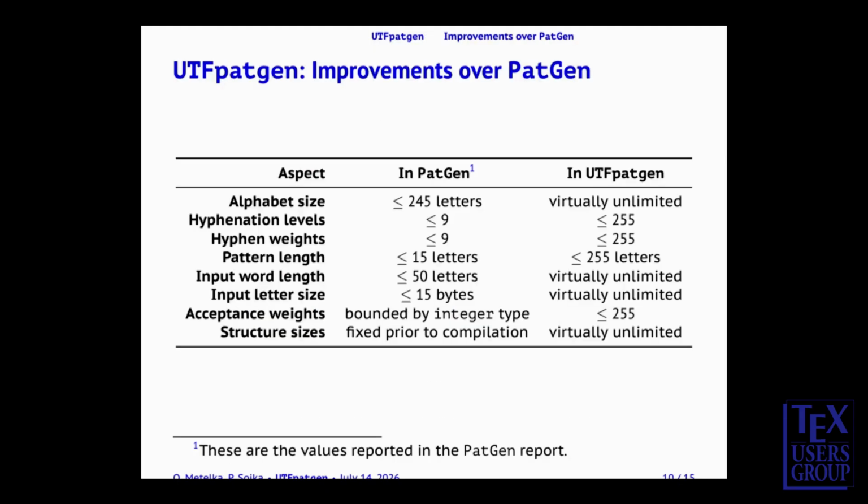Here, we summarize the improvements of our implementation over PatGen. In several aspects, we removed the bounds completely, see alphabet size, input word length, and input letter size, while in others, such as hyphenation levels, weights, and pattern length, we increased the scope significantly. Newly, the user does not need to reconfigure the structure sizes if their application does not fit the default setting. This is done dynamically at runtime. We also dropped the platform dependency in the case of acceptance weights. Although it may mean that the value range is smaller now, it is still sufficient in our opinion.